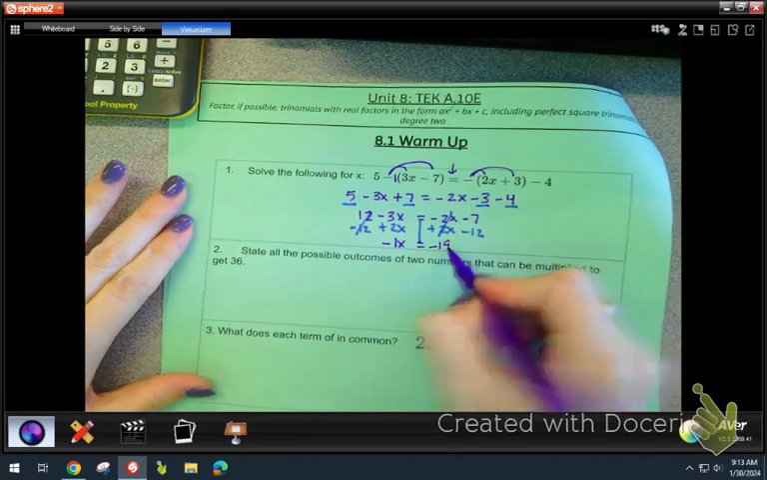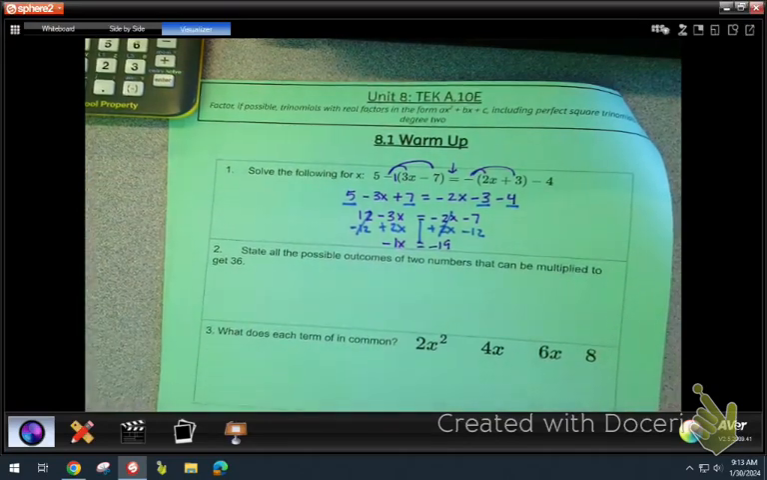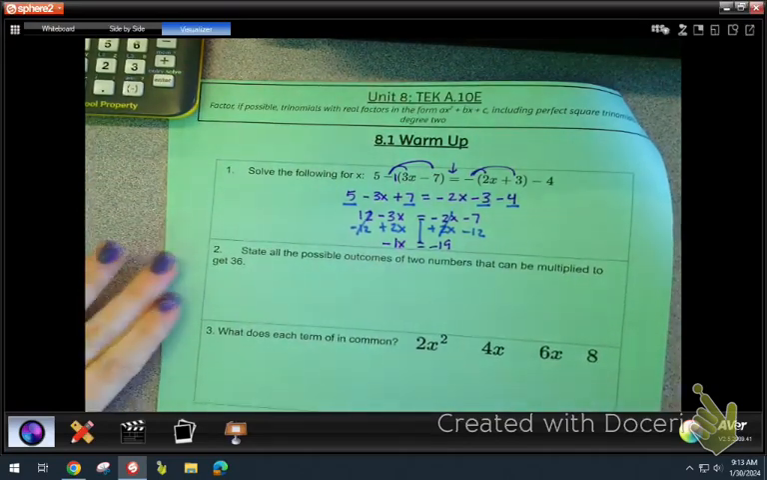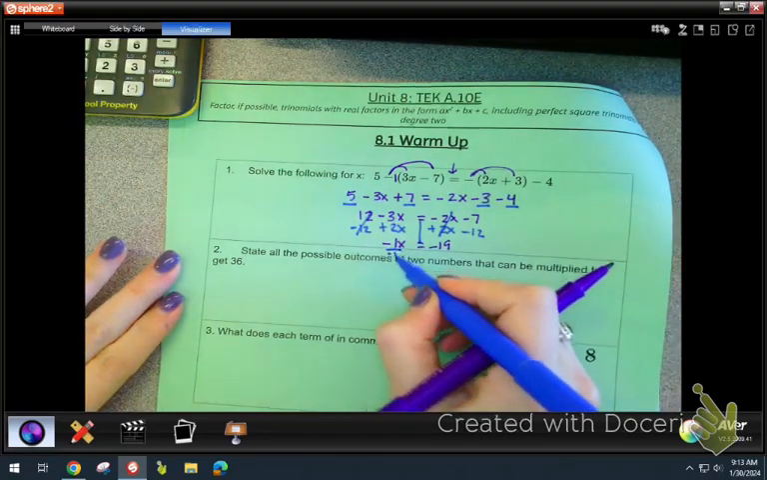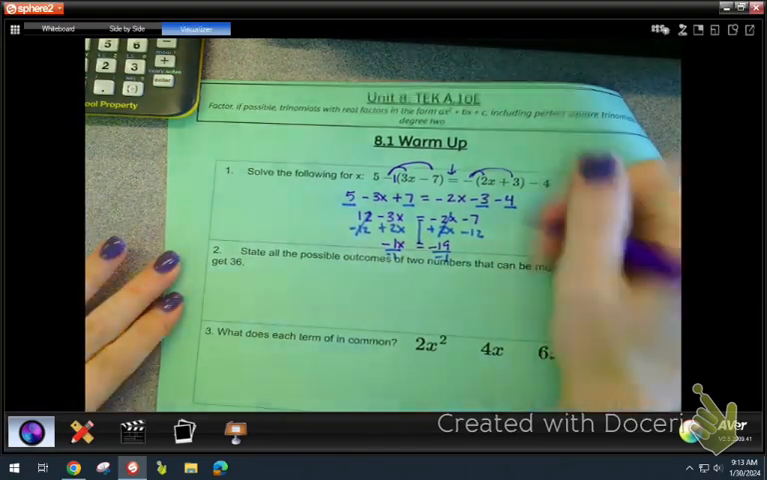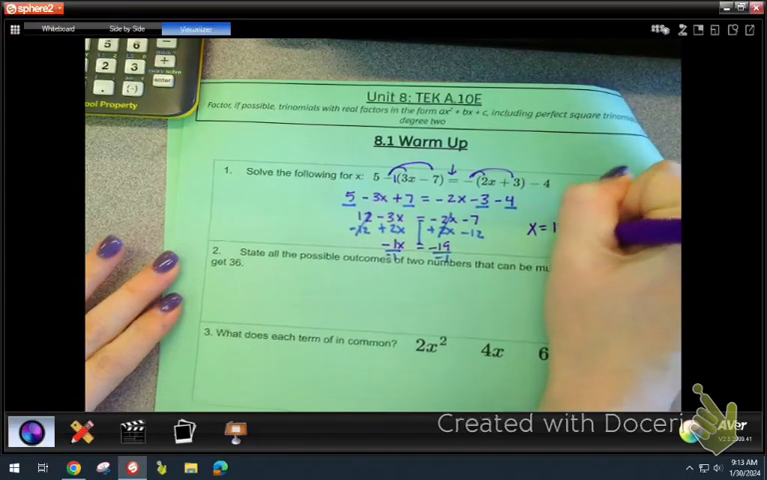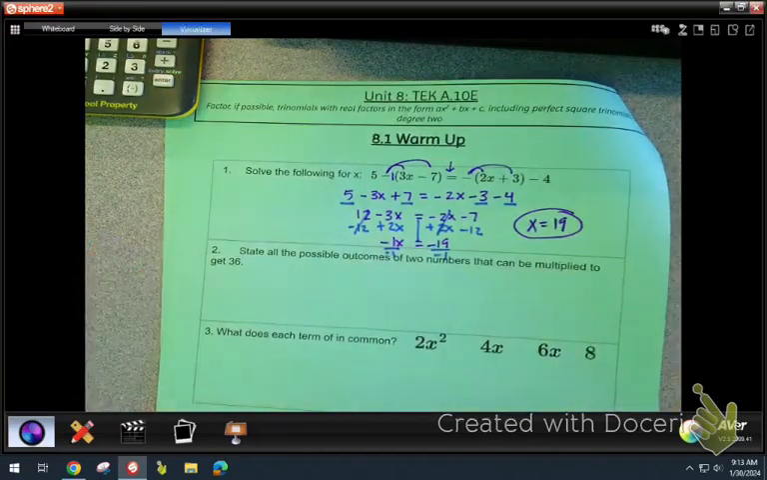-19. And then I don't want -x. So what do I got to do with that -1? Just divide it over. And so x equals +19. That's my solution right there. Okay, we're on page 2.